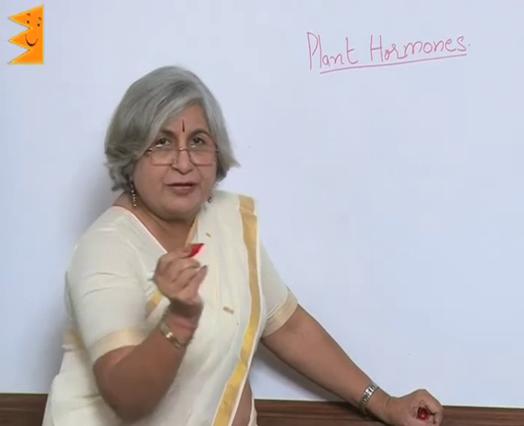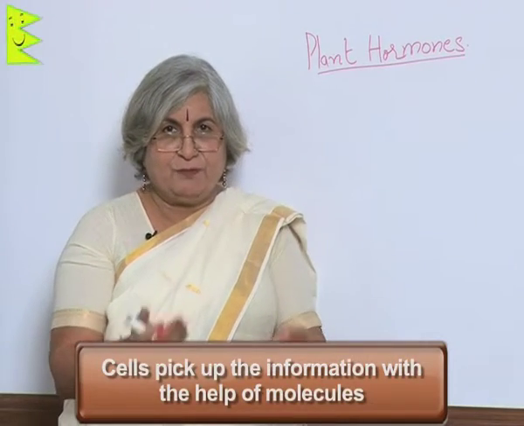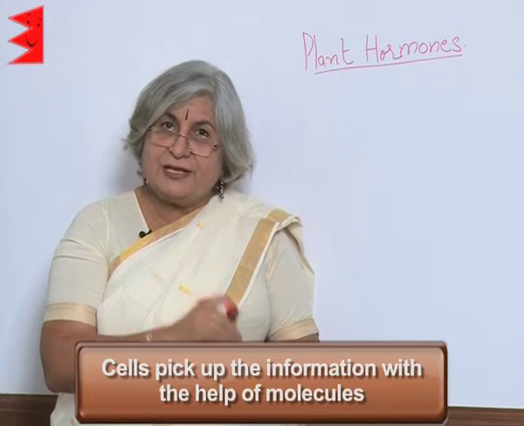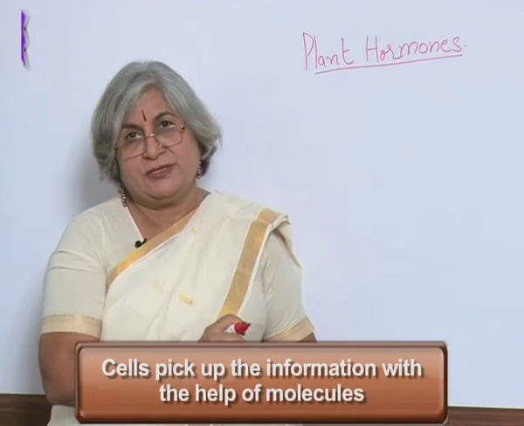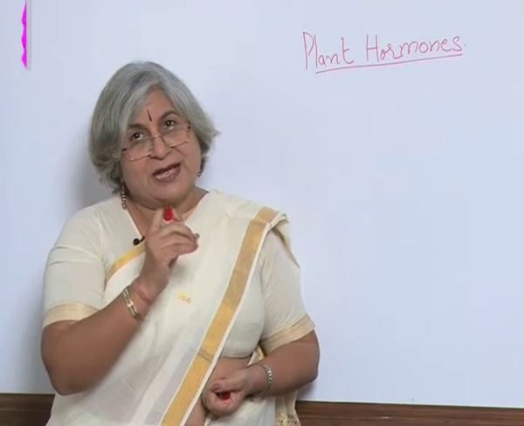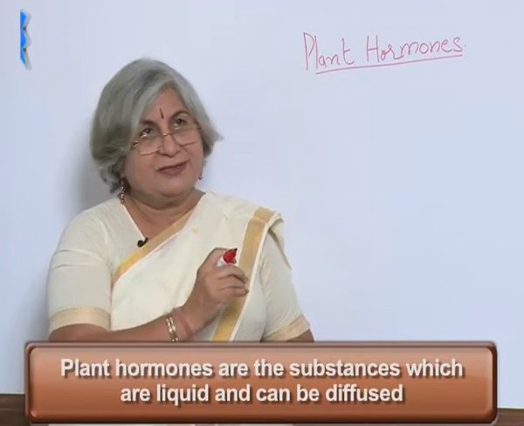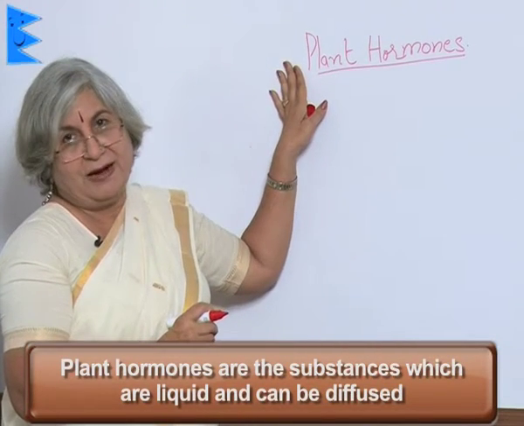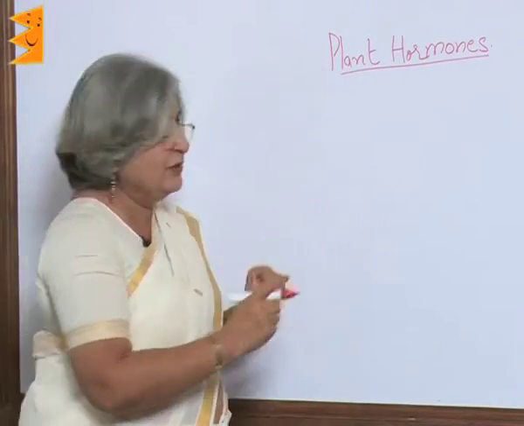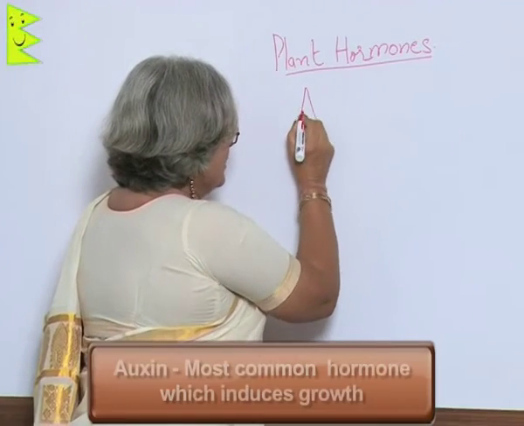When a liquid diffuses into all cells, the cells are able to pick up the information. How do they do it? They do it with the help of molecules on the surface. Now, what are these substances which are in the liquid form that diffuse? They are the plant hormones. Now, there is a hormone, the most common hormone, it is called auxin.